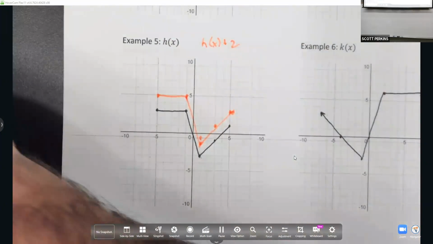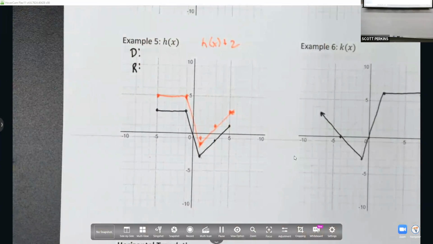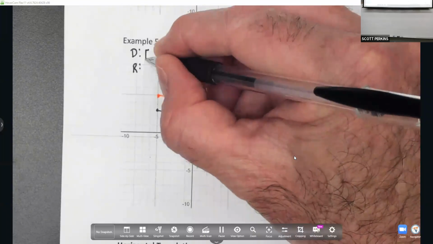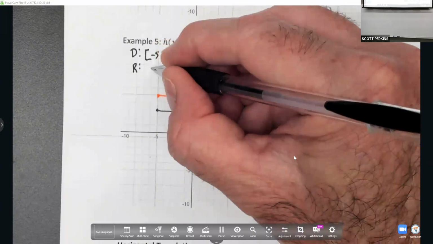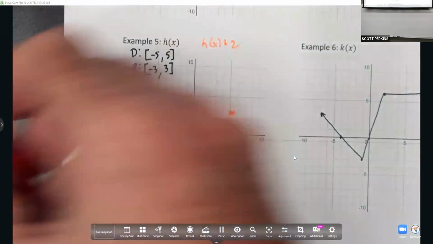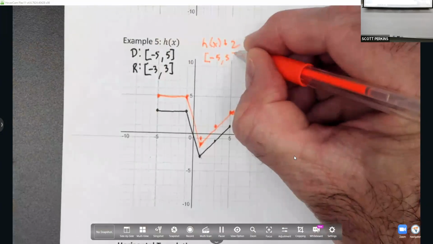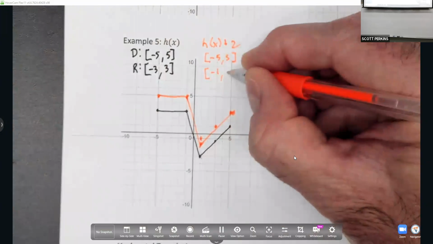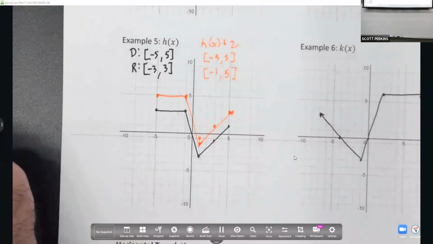So now my domain and my range. If you're not seeing this, please feel free to speak. There's no reason to leave here with any questions because I want to answer them all. So the domain of the original graph goes from -5 all the way to 5. And then the range of the original graph goes from -3 up to +3. And then my orange graph, the new one, the domain does not change because we have not moved it in the x direction. That's coming in just a minute. And then the range should be moved up, so it should be -1 to 5. And indeed, the graph bears that out.